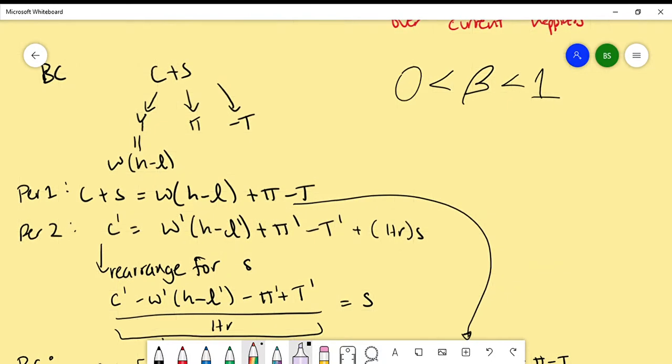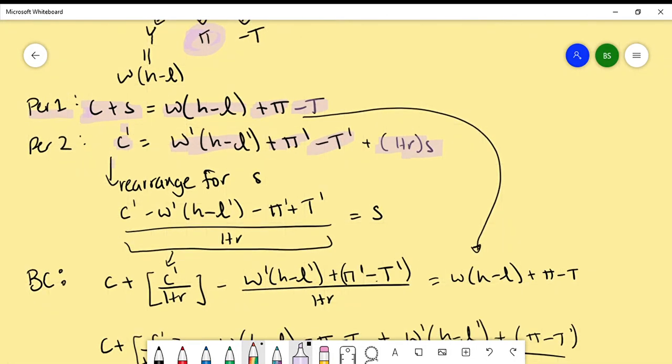Another thing, our budget constraint is basically the same as before with C plus S equals Y minus T, but this time there's also pi because there are firms. So period 1 is the usual thing we did before: consumption plus total savings equals our total income plus any profits, like dividends, minus the taxes we have to pay. And this time there's also a period 2, where future consumption equals our future wage plus future dividends minus future taxes plus the savings that we use up during that time.